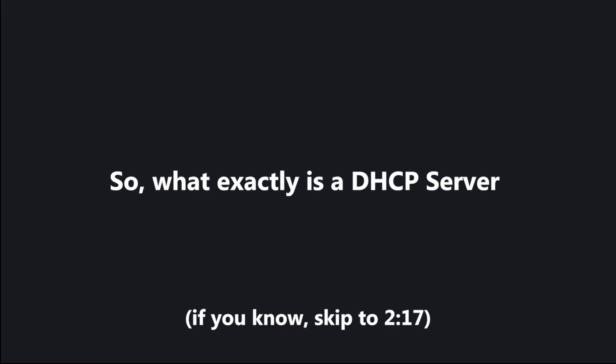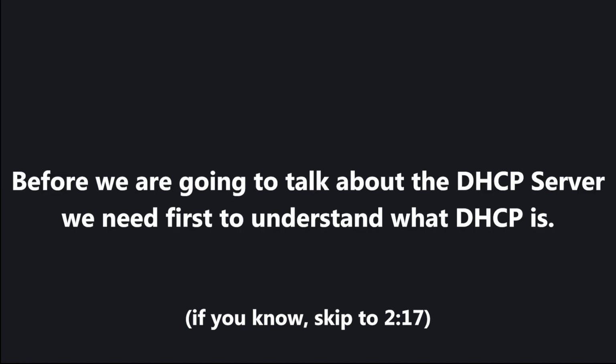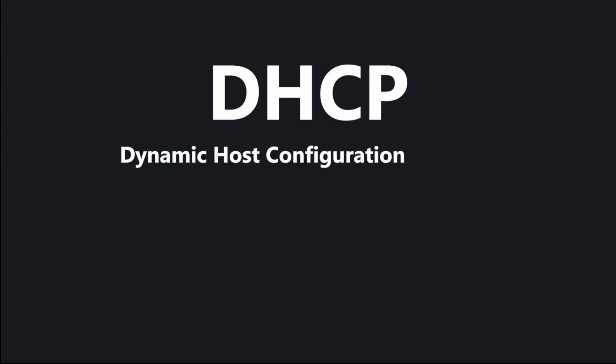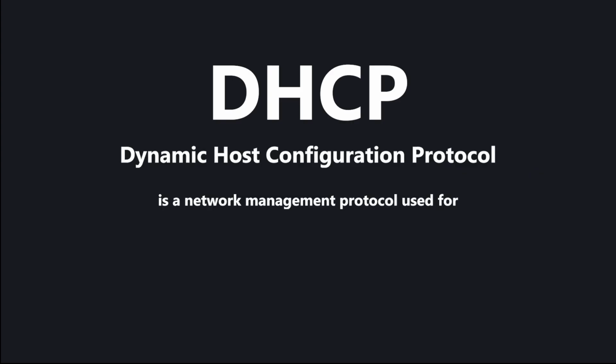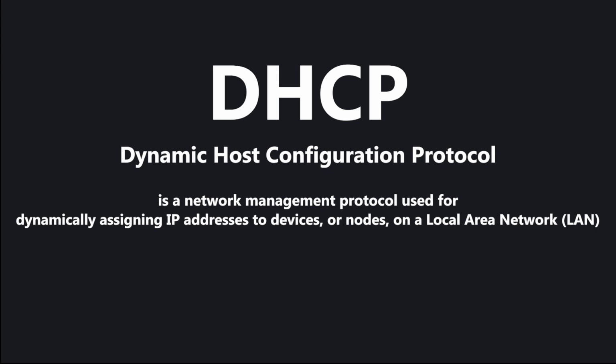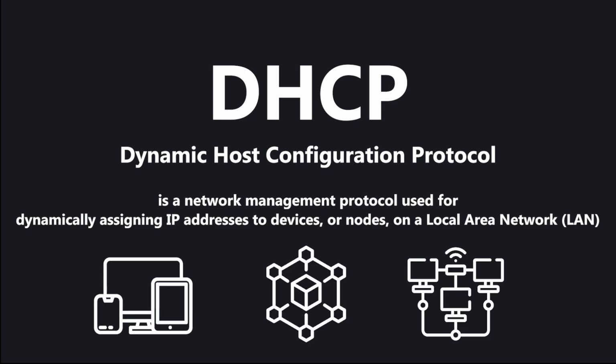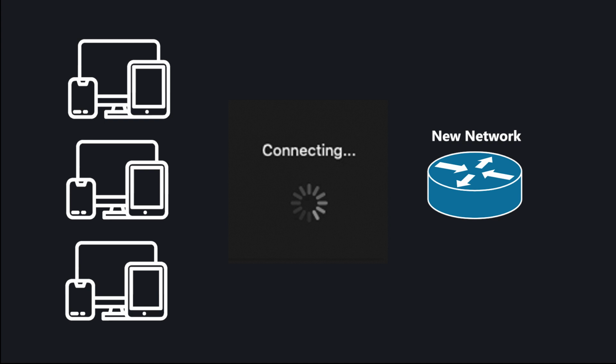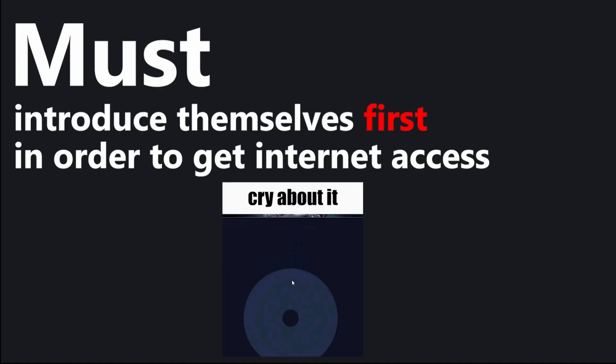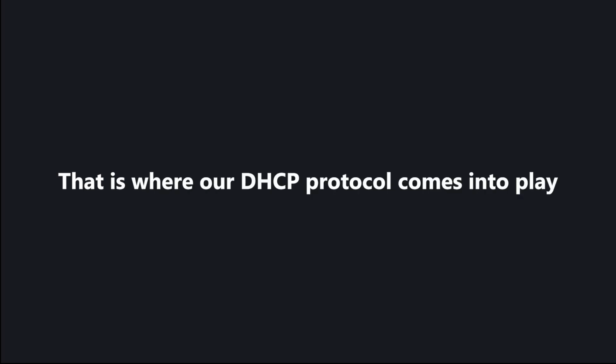So, what exactly is a DHCP server and how does it work? Before we talk about the DHCP server, we first need to understand what DHCP is. DHCP, aka Dynamic Host Configuration Protocol, is a network management protocol used for dynamically assigning IP addresses to devices or nodes on a local area network. New devices that attempt to connect to a new network must introduce themselves first in order to get internet access. That is where the DHCP protocol comes into play.